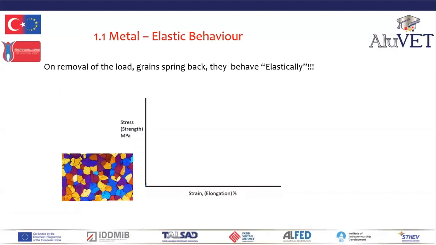On removal of the load, the grains spring back, they behave elastically. There is no change to the shape of the grains. So at low levels of stress, we elongate the grains, but as soon as we take the force off, they spring back and there is no shape change.